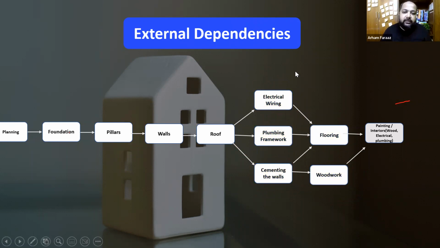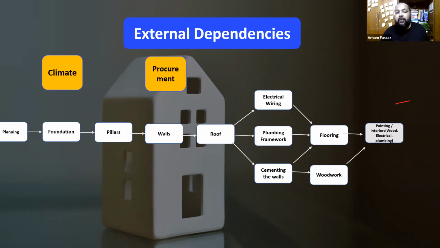Next is external dependencies. For the entire project, when you're building up, there could be some external dependencies. What could that be? Let's say, for example, climate and procurement. Say you plan to do the foundation in a particular week, like week 2. On week 2 you have the foundation to be started. Now you anticipate that in week 2 there is going to be rain. So there becomes an external dependency on the climate. You cannot start that work.